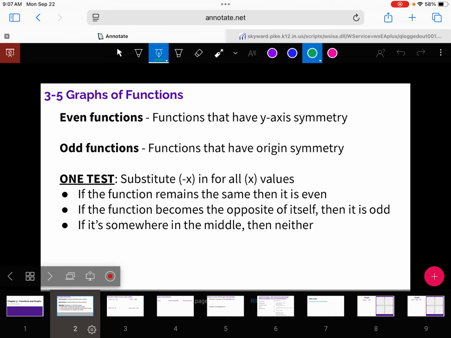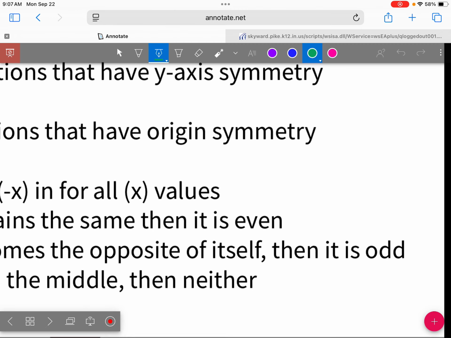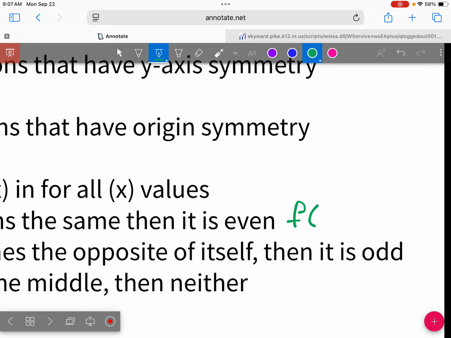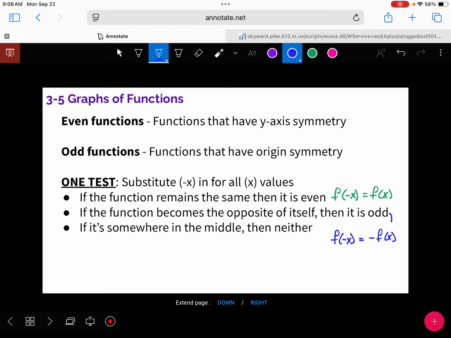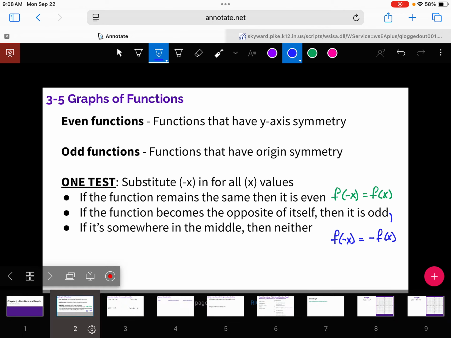If the wordiness of this is not particularly pleasant, if our f of minus x is the exact same thing as f of x, we are even. For it to be odd, that would be when our f of minus x is the exact same thing as minus f of x, or minus 1 times f of x. I'm going to give us a few minutes to write that down, and then we're going to practice this a couple of times.